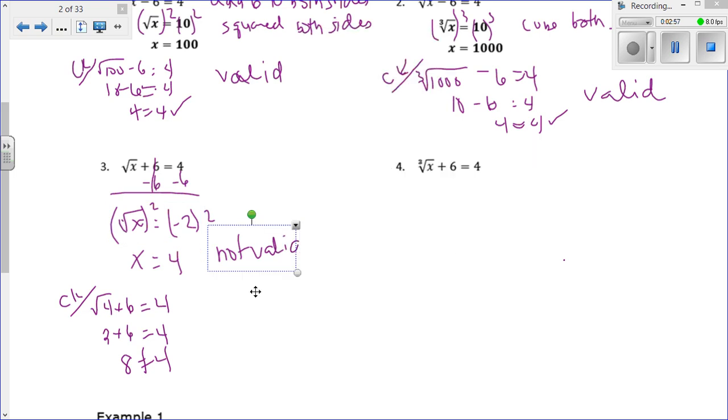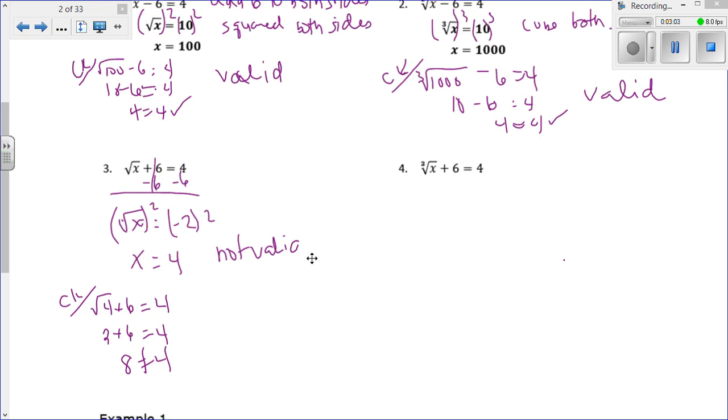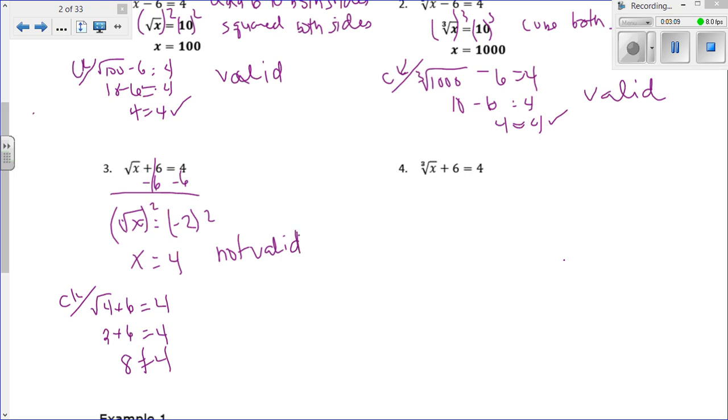So there's no solution. So that's not a solution. We reject it.